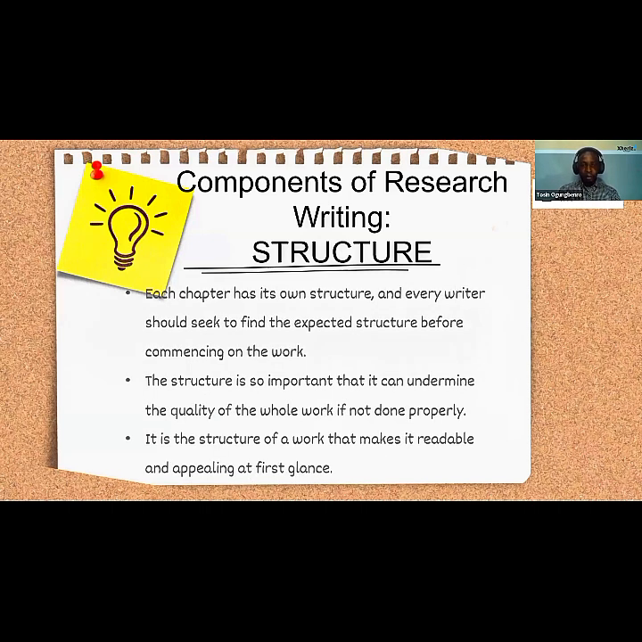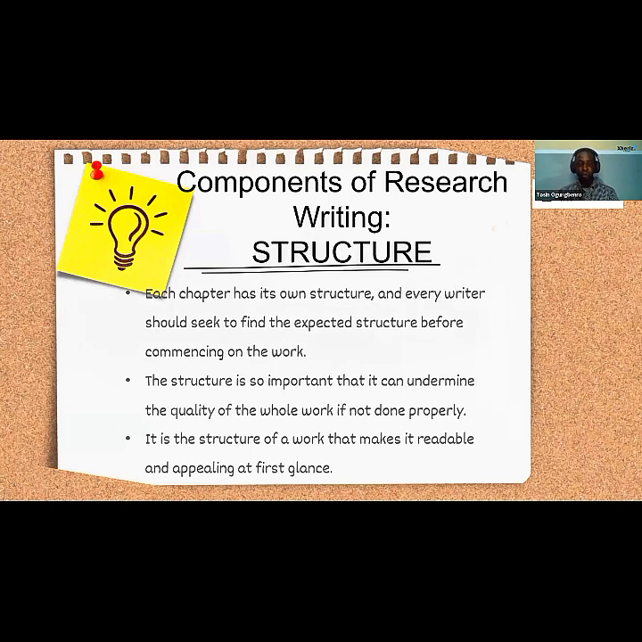Like I said, each chapter has its own structure. Chapter 1 has its own structure, Chapter 2 has its own structure, and we are going to be looking at it. Your structure is so important that it can undermine the quality of your work. No matter how brilliant your content is, once your structure is wobbly, it can discredit the efforts you put into your content.